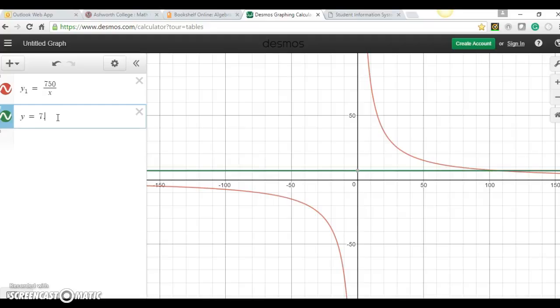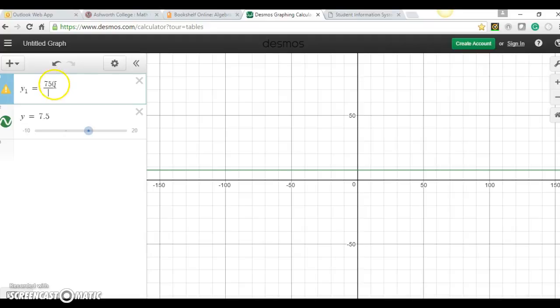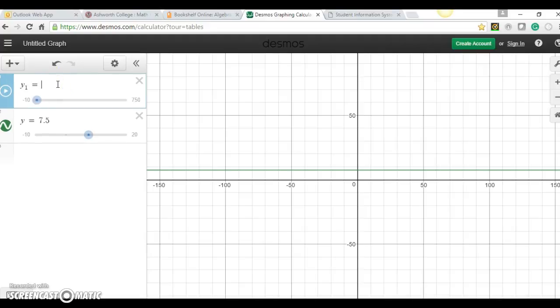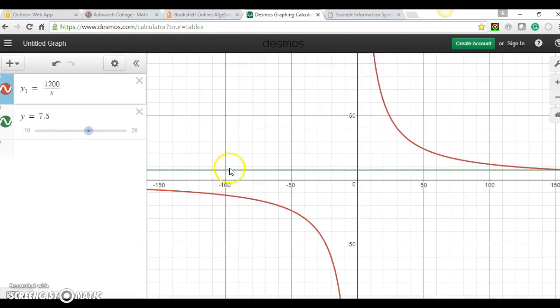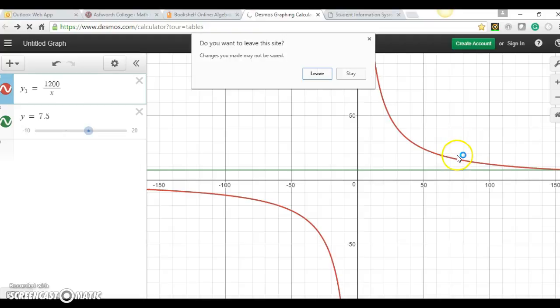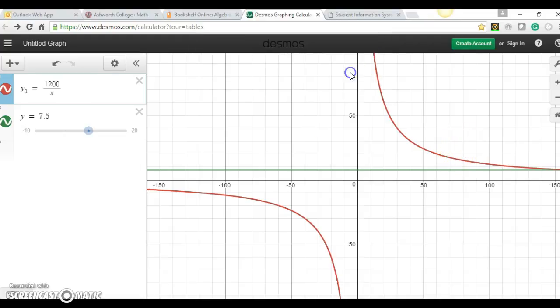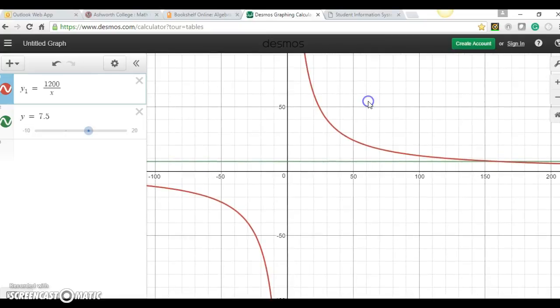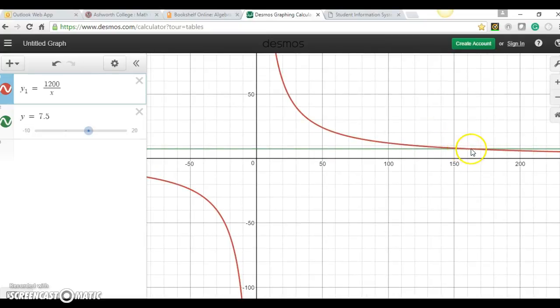And I can also solve it too. So please do not feel like you have to do it this way. We can also do it the old-fashioned way of solving. I have to move it over a little bit. And we see 160 is right at 7.50, so we have to have at least 160 people.